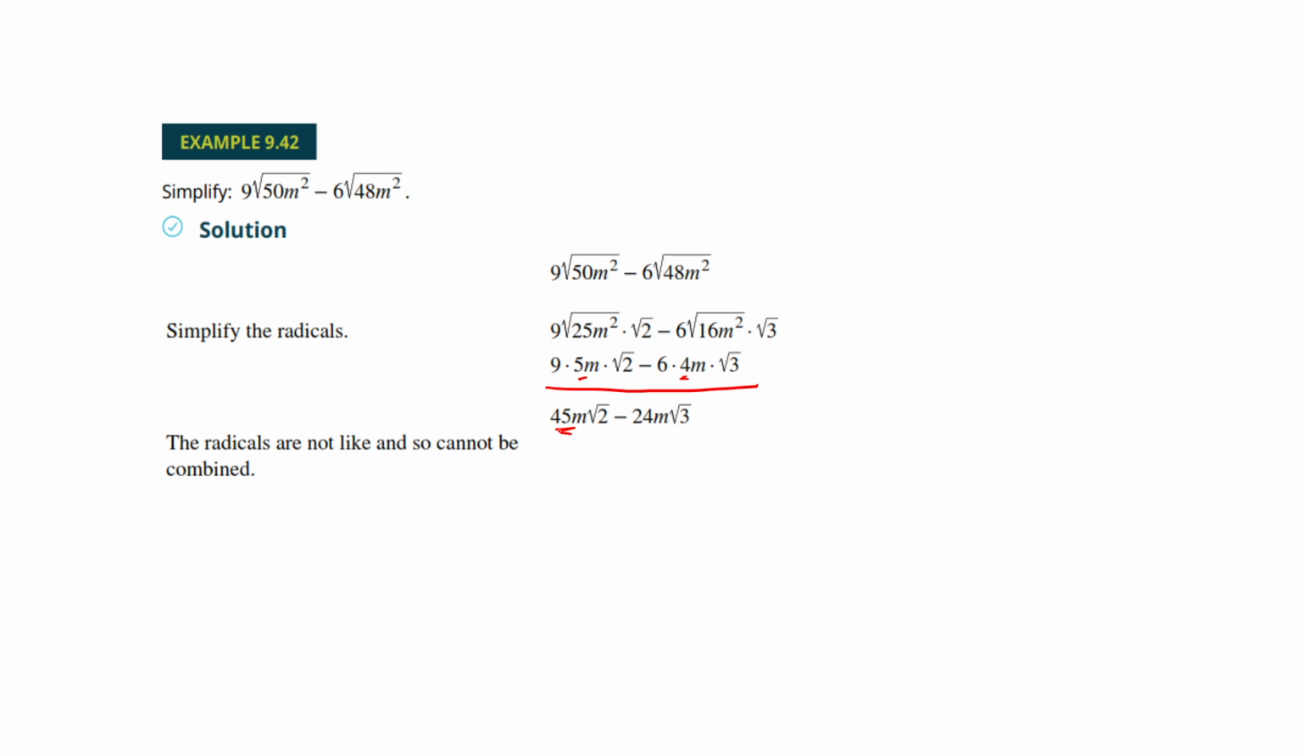Oh, okay, there's more going on here. So look at the names of the teams. I've got m square root of 2 and m square root of 3. Those are not the same. So after I simplified them, that's the best I can do. That is not the same word, so I cannot combine them.